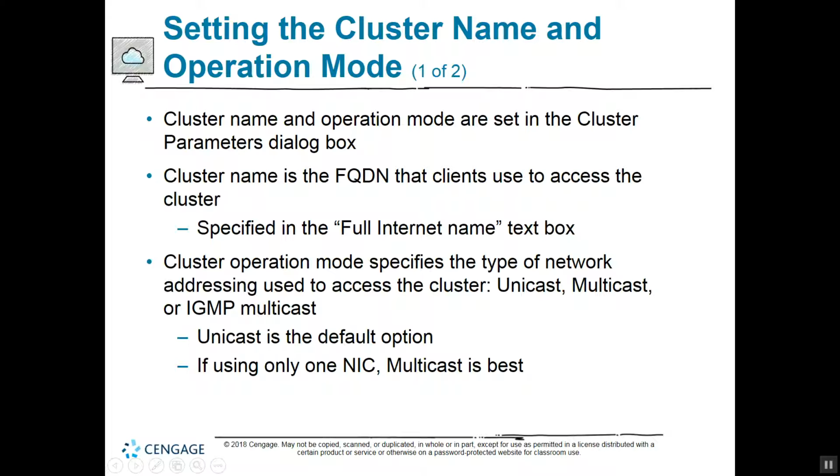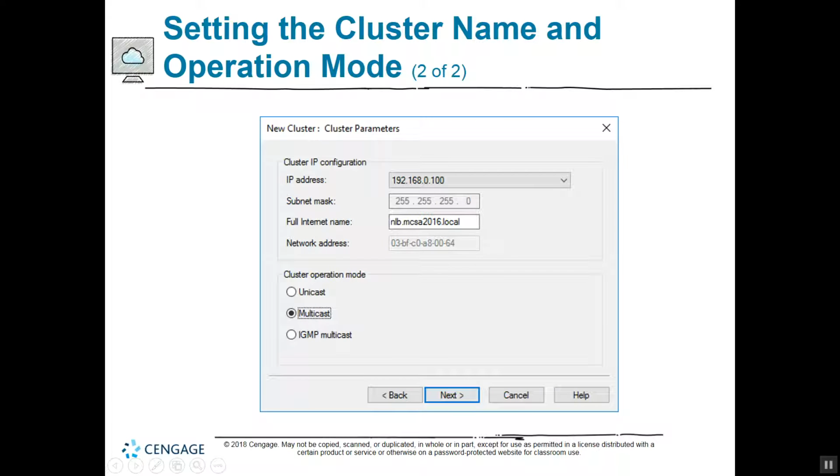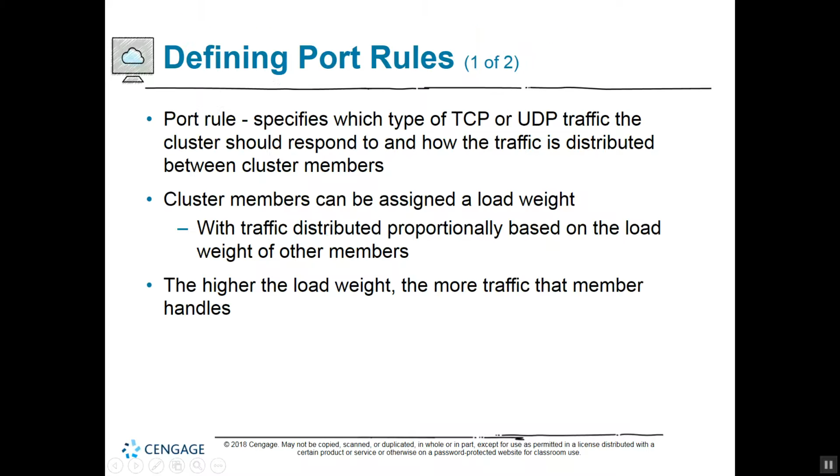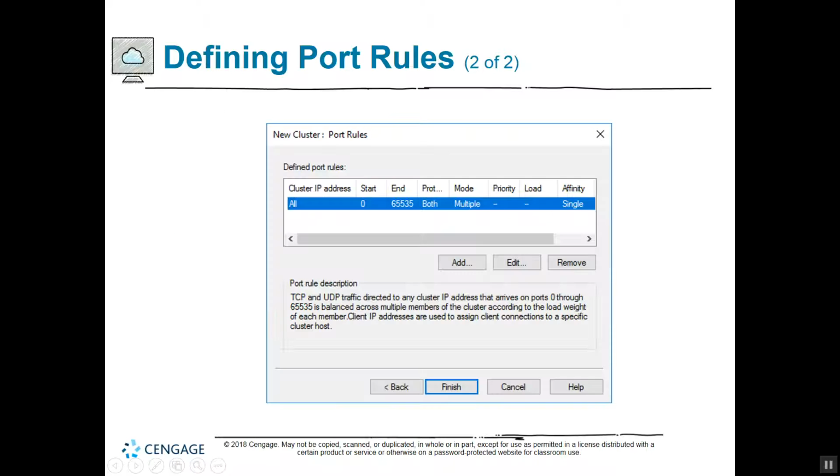Now, cluster operation mode specifies the type of network addressing used to access the cluster, whether it's unicast, multicast, or IGMP multicast. So here we are with the cluster parameters: IP address, full internet name, and whether using unicast, multicast, or IGMP multicast. All right, port rules specify which type of port, TCP or UDP. Cluster members can be assigned a load weight. The higher the load weight, the more traffic that member handles. Here we go when it comes to port rules.